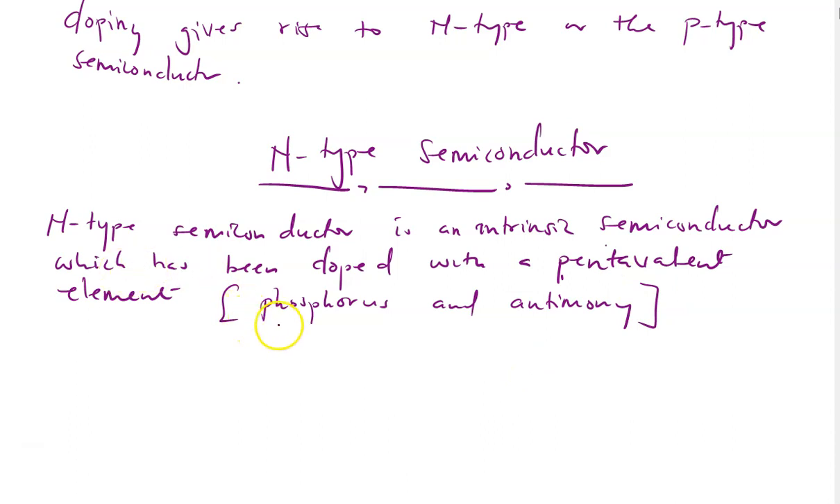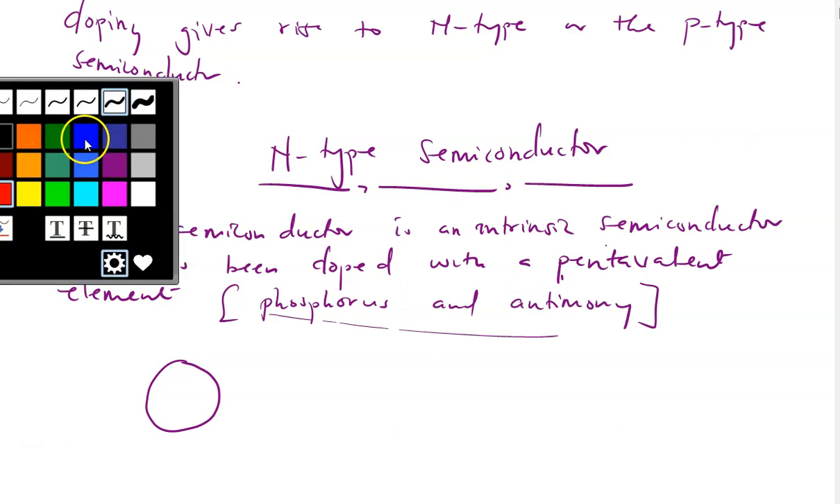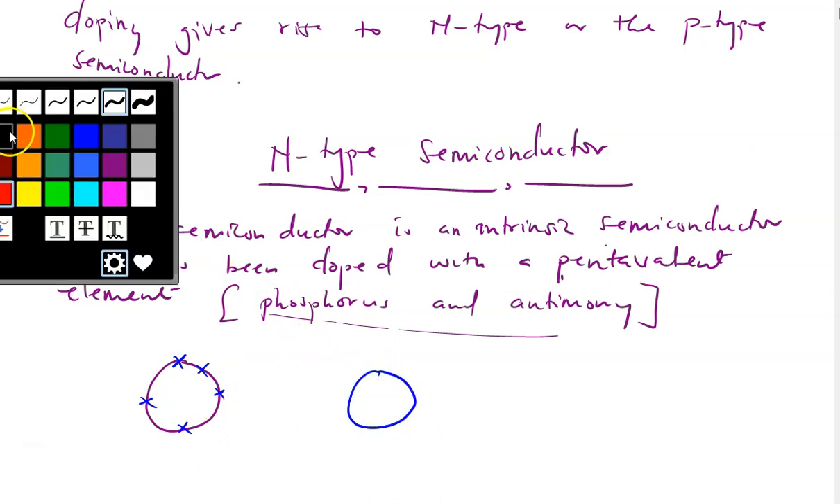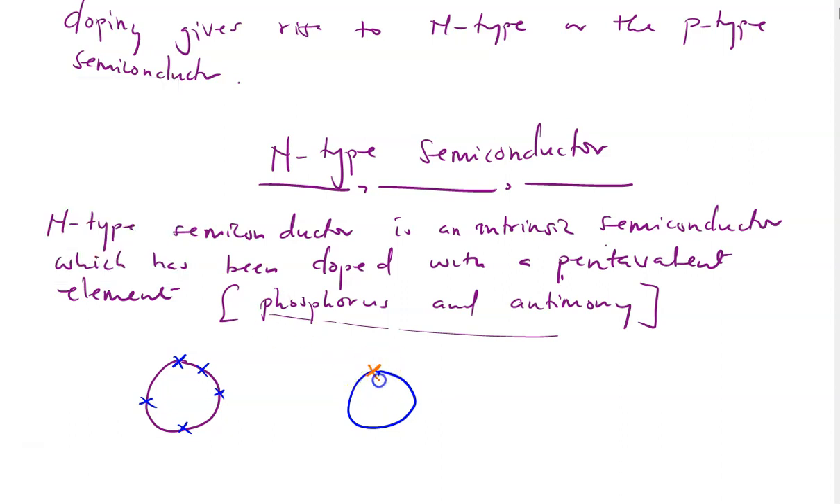So we have these elements having 5 electrons. When I draw their atomic shell, they have 5 electrons there. Let's take phosphorus. If you take phosphorus, we have 5 electrons at the outermost shell: 1, 2, 3, 4 and 5. And silicon has 4 electrons. That is a semiconductor material. The semiconductor material is silicon, and germanium is also part of it.